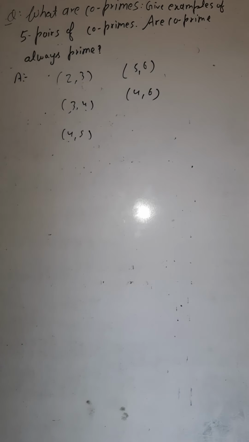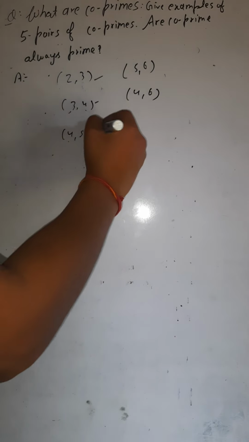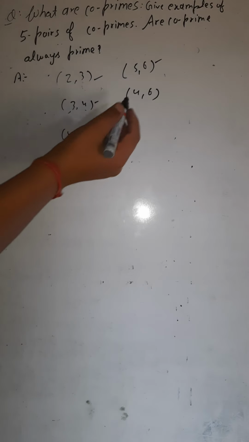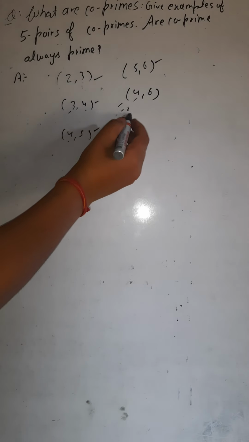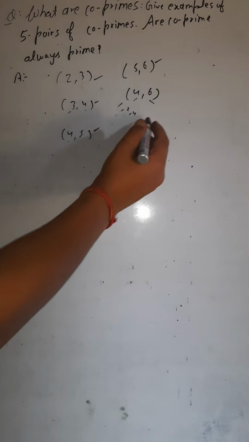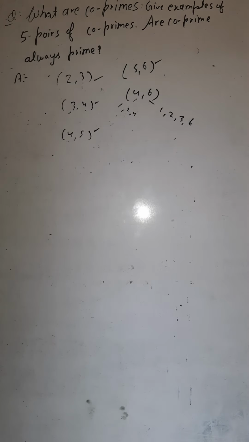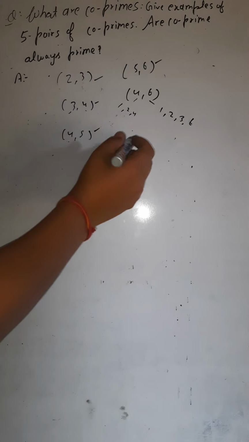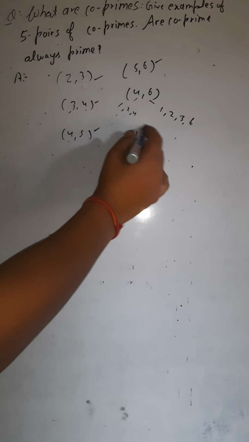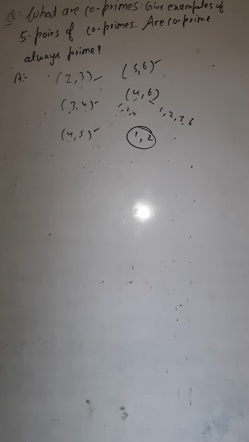Now let's check for 4 and 6. If you check the factors of 4, these are 1, 2, 4. The factors of 6 are 1, 2, 3, 6. Now if you check the common factors between 4 and 6, 1 is common and 2 is also a common factor. So you would not call 4 and 6 co-prime.